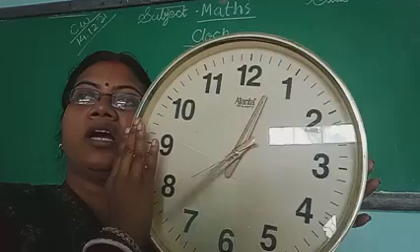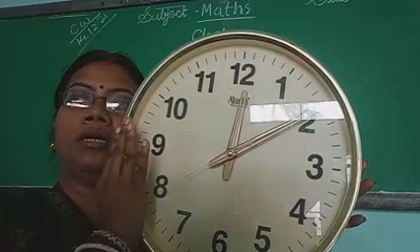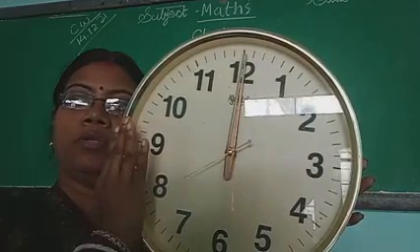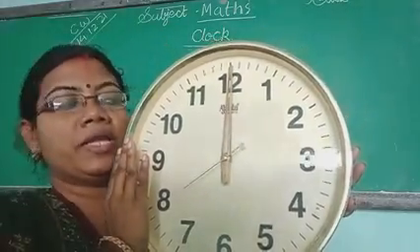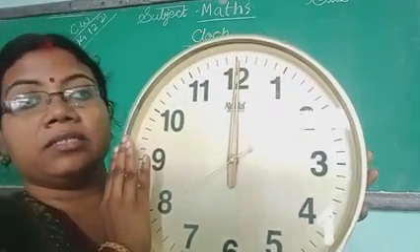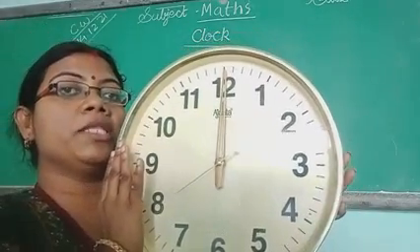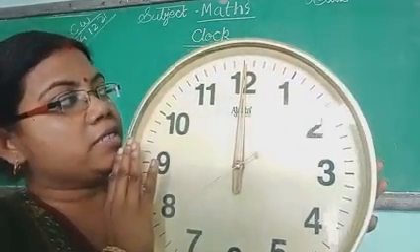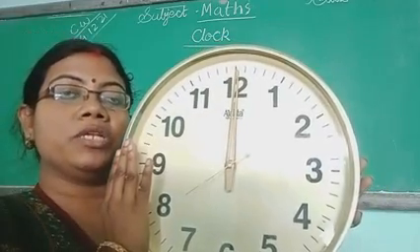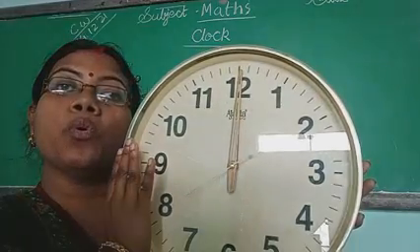Okay. After that, now both are in the same position. See, you can't see the hour hand. Can you see it? No. You cannot see the hour hand. Both the minute hand and the hour hand are at 12. So, it is 12 o'clock.